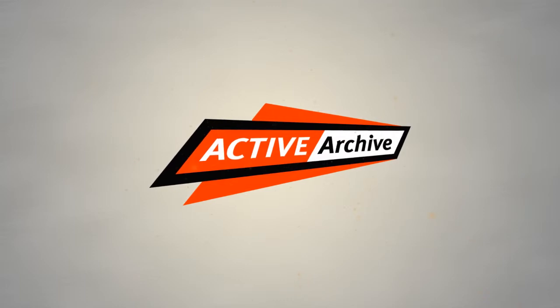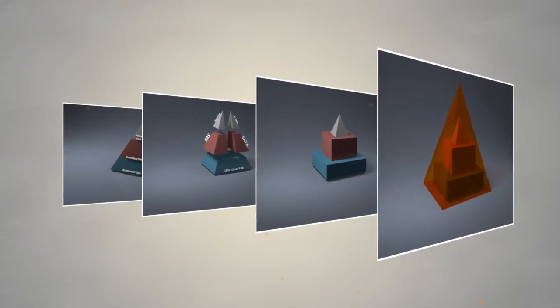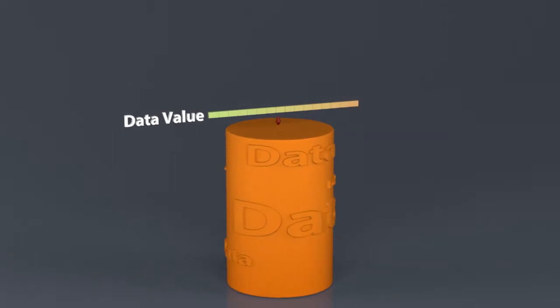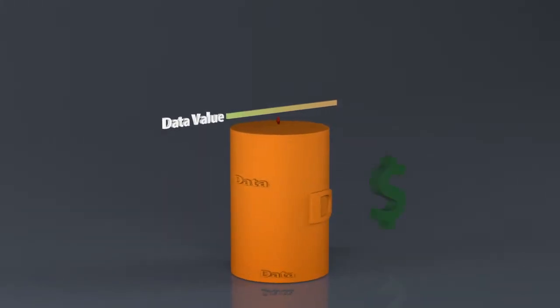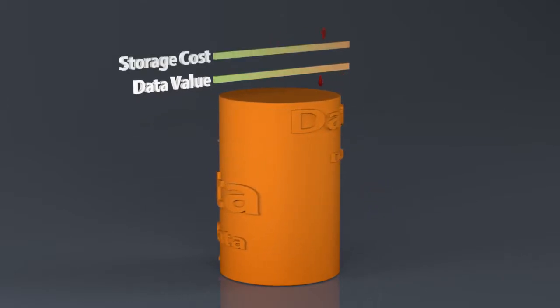Before we jump into a description of active archiving, I want to cover some of the issues and problems that have led to a need for this type of approach to managing data. The value of data is dynamic. It changes over time. And because we're faced with exponential data growth combined with shrinking budgets, we want to align the cost of storage with the varying value of data.